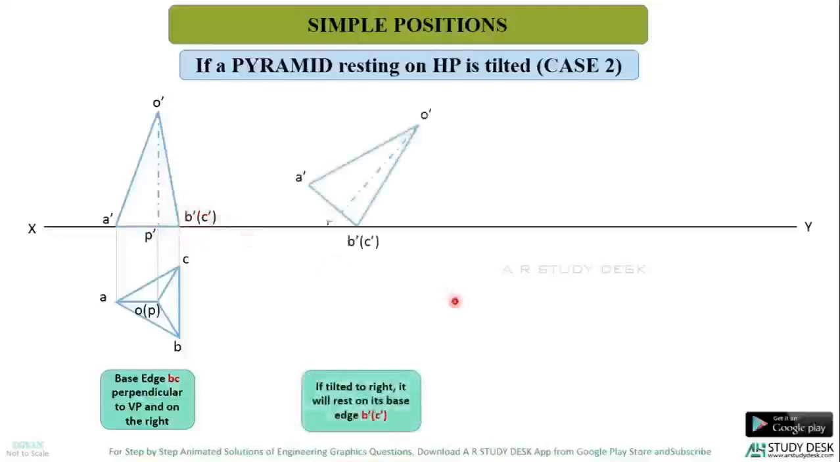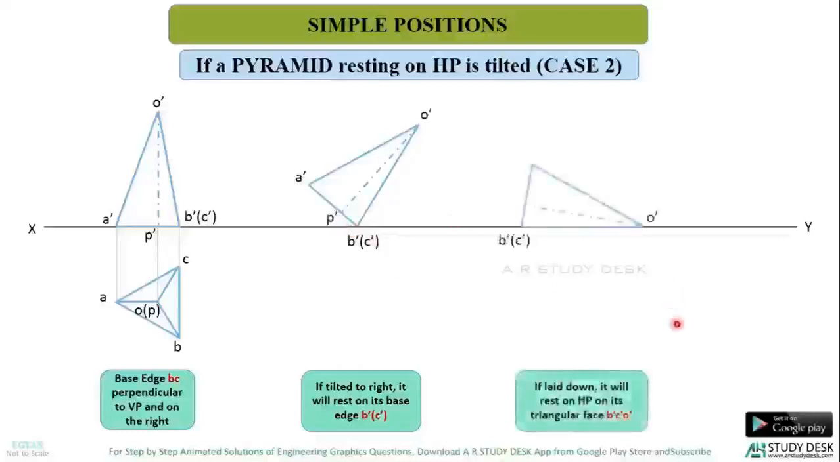It will rest on B dash bracket C dash, which is nothing but the base edge. If I make it lie down on XY line, it will rest on B dash C dash O dash, which is nothing but the triangular face of the pyramid. So if you want the pyramid to rest on its base edge or triangular face, you have to keep the simple position such that the base edge is kept perpendicular to VP.